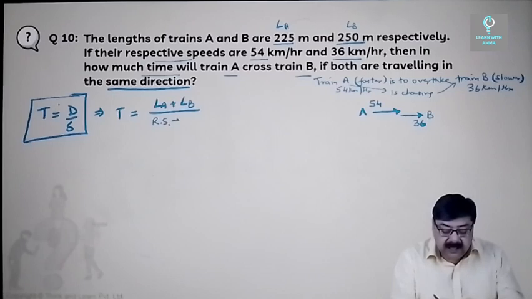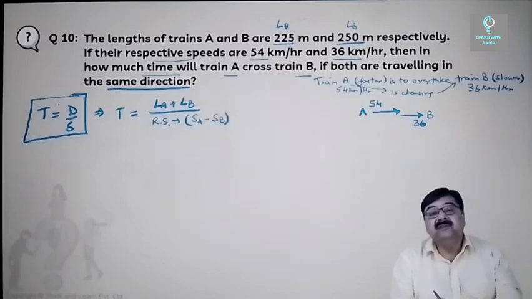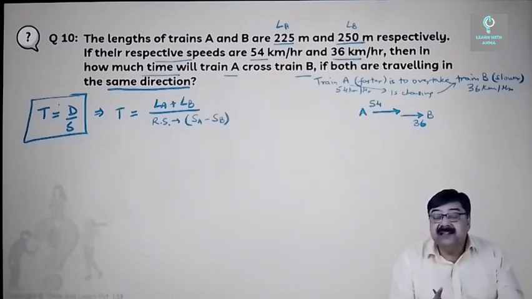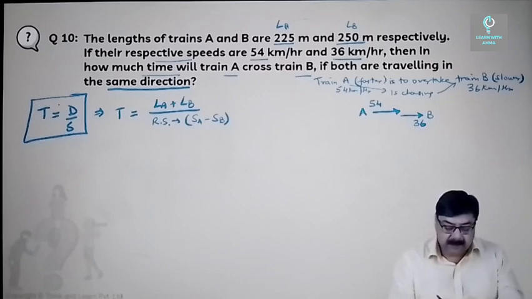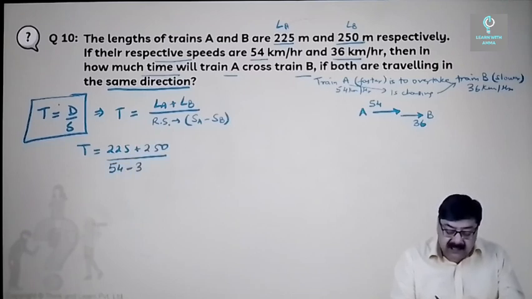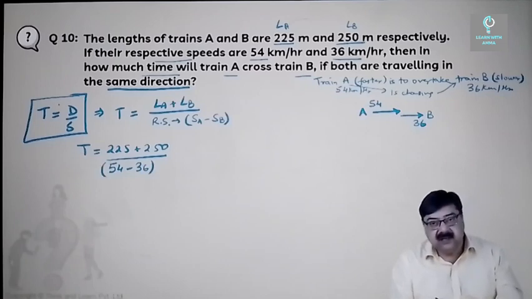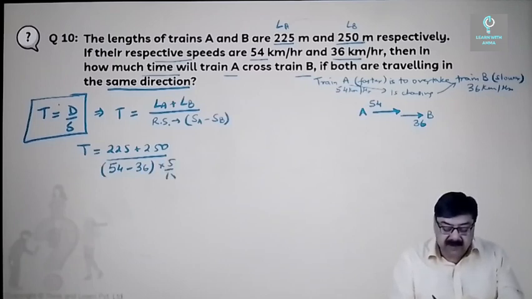Now what is the relative speed here? It will be the difference between the speeds of the two trains because they're traveling in the same direction. So time here will become 225 plus 250 divided by 54 minus 36, which is in kilometers per hour, into 5 by 18 to make this meters per second, and this is already in meters. So our answer is going to be in seconds.